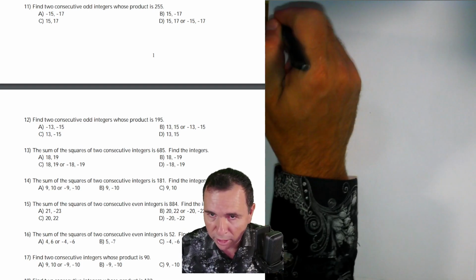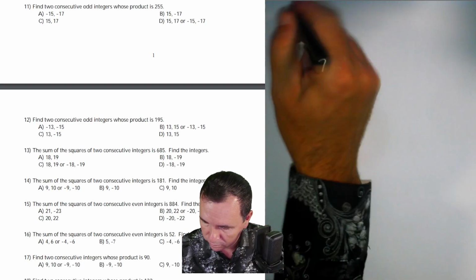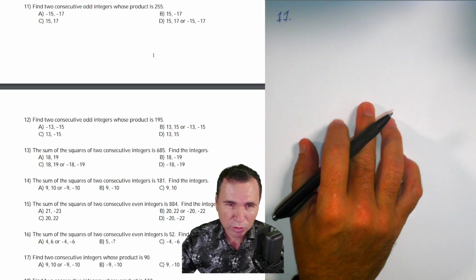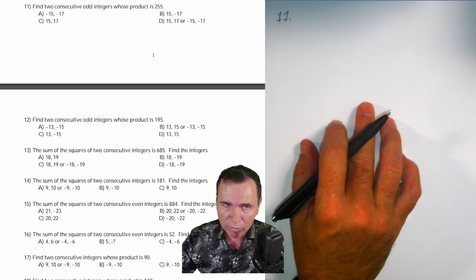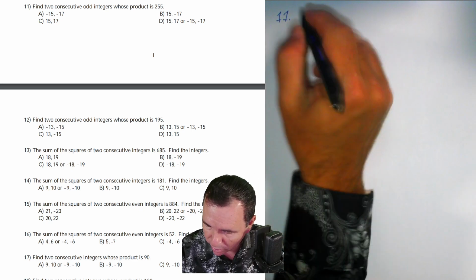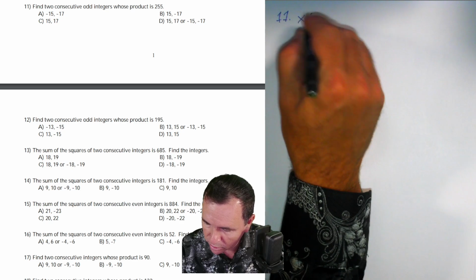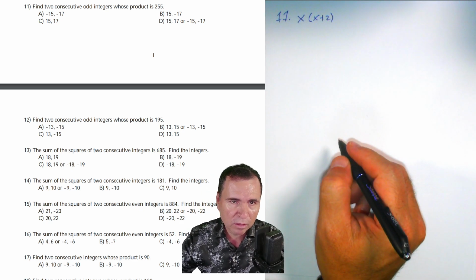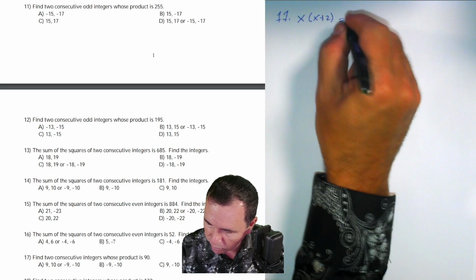Number 11 says, find two consecutive odd integers. Okay, so now they're odd. They're not going to be evens. Whose product is 255. But you know what's funny? You treat them the same, because odds are 2 away from each other, just like evens. All right, but their product is 255.